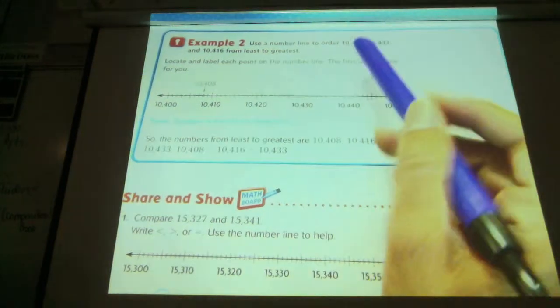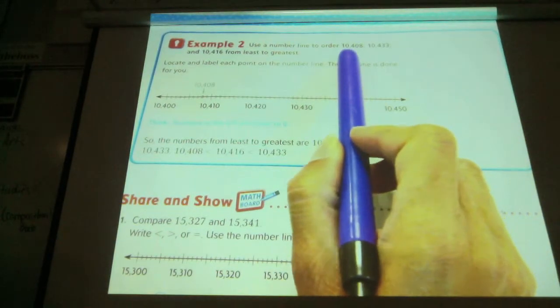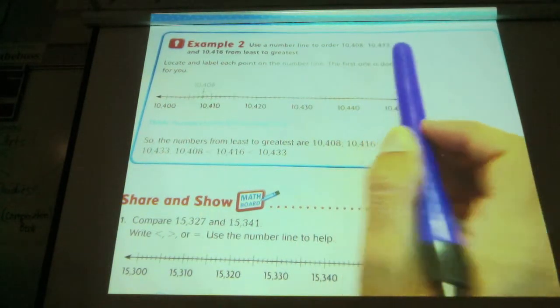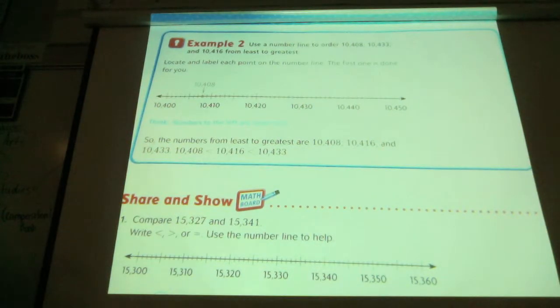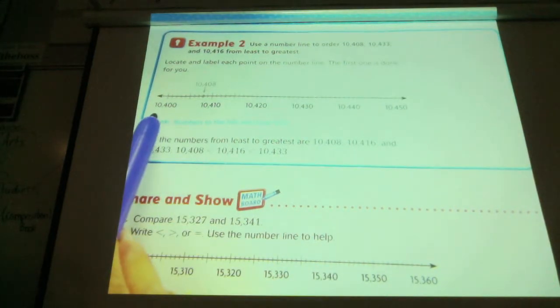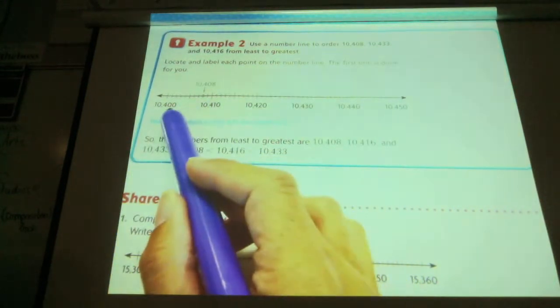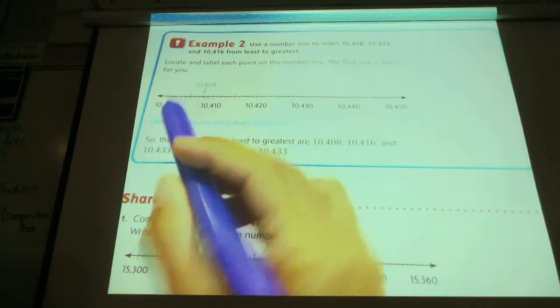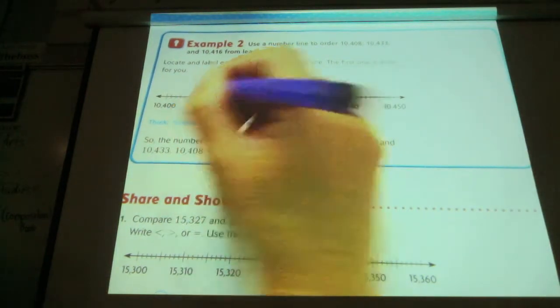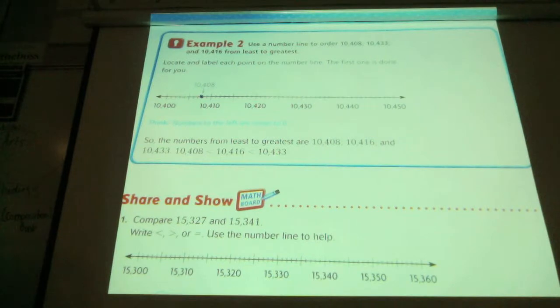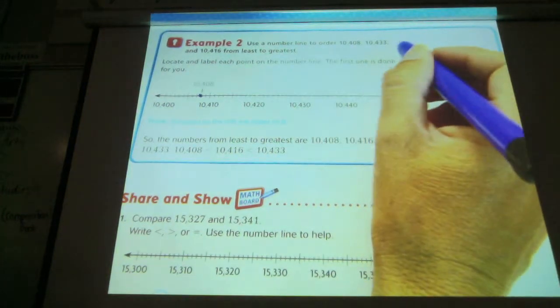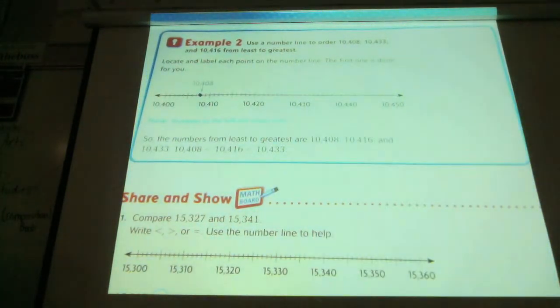We're going to put the numbers 10,408 and 10,433 on a number line. If you're given a number line, it's super easy because you just plug it in. Here's 10,400 and 10,410, so I just have to count over and find 10,408. In order to find 10,433, you need to go find it on the number line.